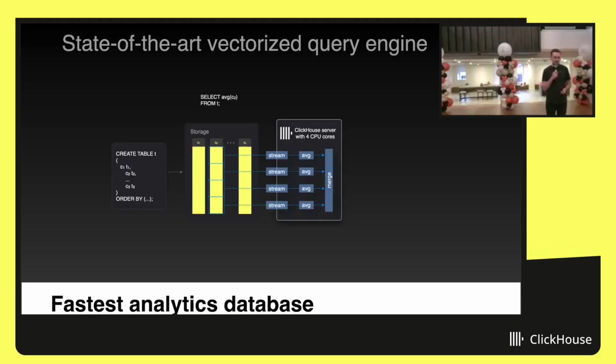So the query pipeline looks like this. And if we have even more CPU cores, we will use even more threads. We will parallelize the query even more. We will use available CPU instructions, SIMD instructions, to process this data efficiently.